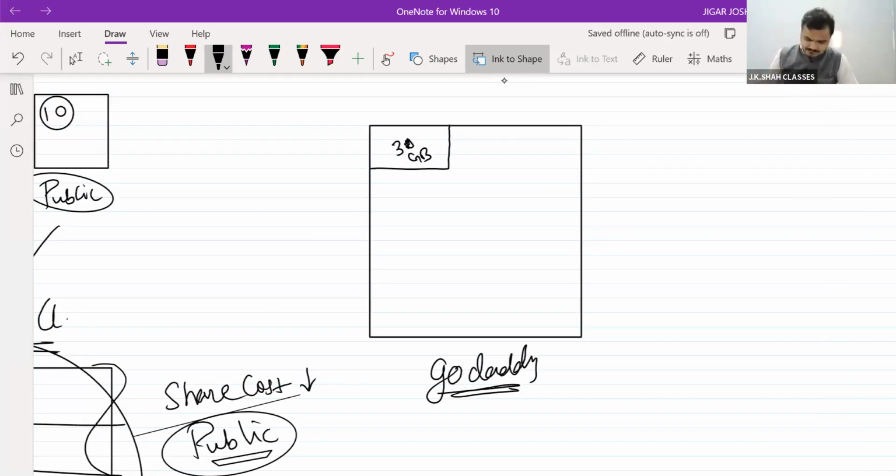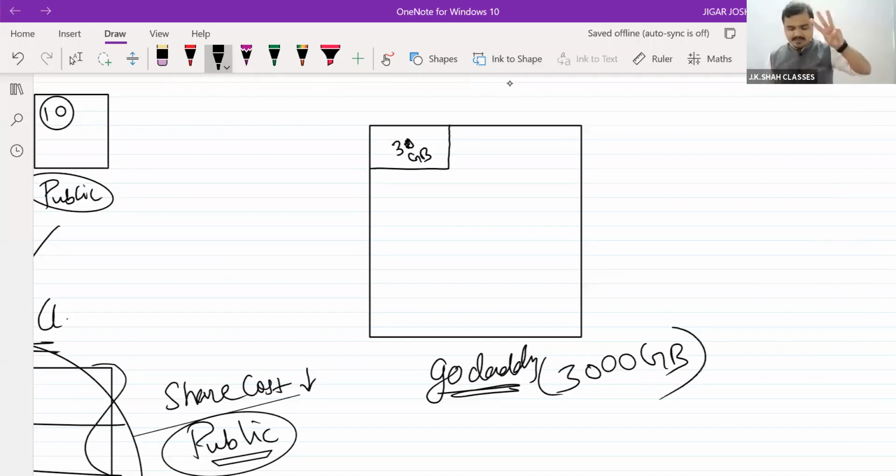Agree? Yes. Now, suppose, people, you will pay me. Tell me, if the GoDaddy is of 3000 GB, how much resources had you purchased, my dear student? Sir, only 30 GB. Then tell me, on what data will you pay the money? For 30 GB or for 3000 GB? Sir, we will pay only for 30 GB.